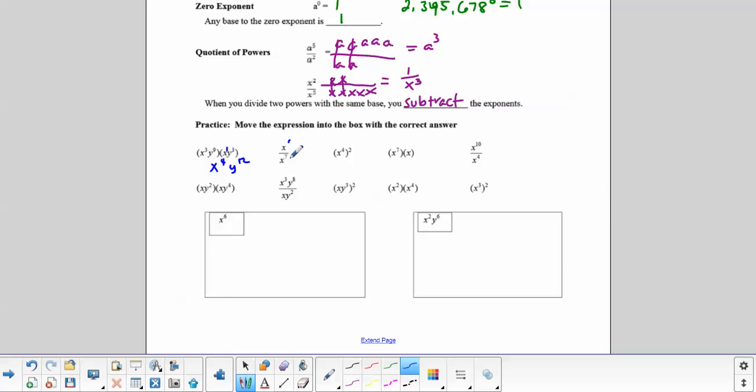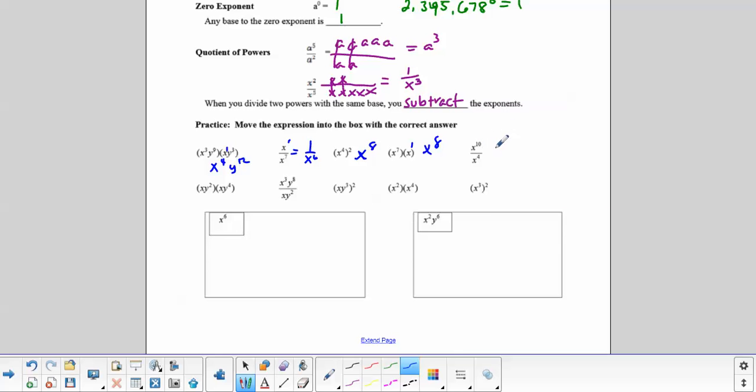The bigger exponent's on the bottom, so when I do 7 minus 1 and I get x to the 6, that is in the denominator. So that's neither of these either. Power to a power, you multiply the exponents and you get x to the 8th. Okay, still not matching any of these answers. Here's a multiplication problem. You add your exponents, I get x to the 8th again.